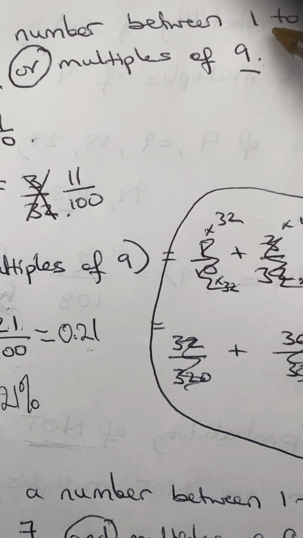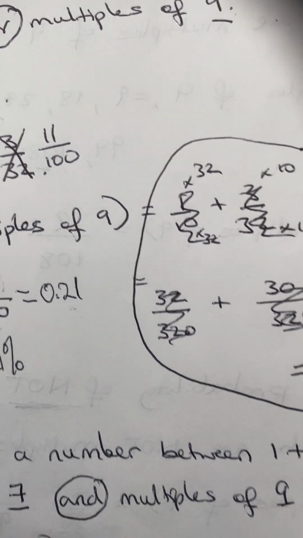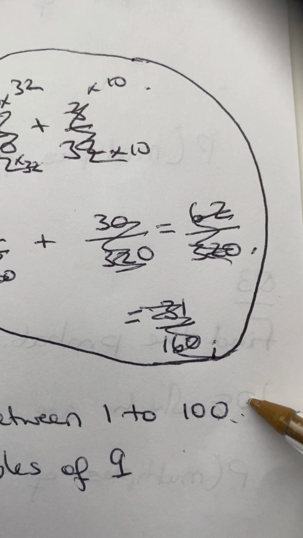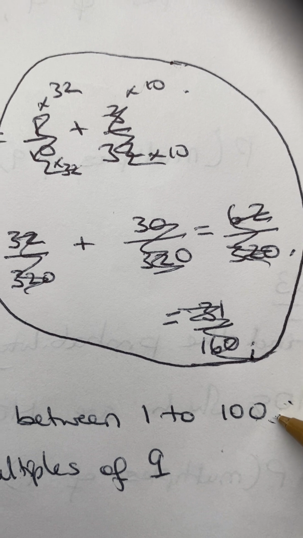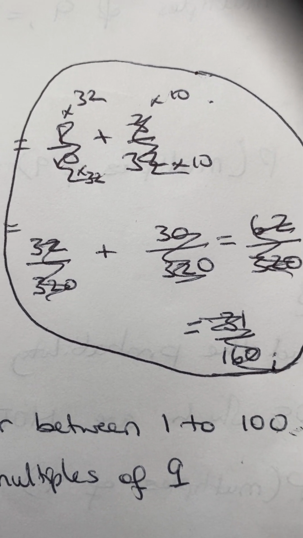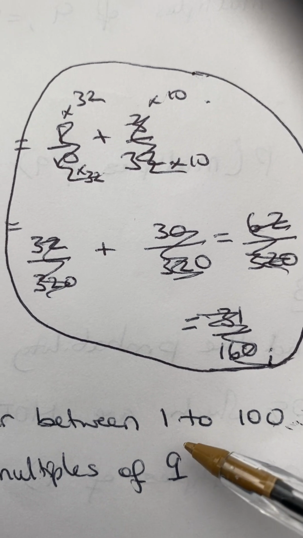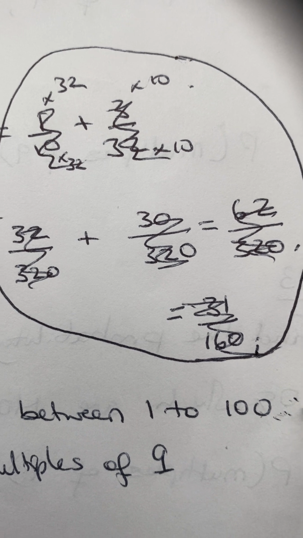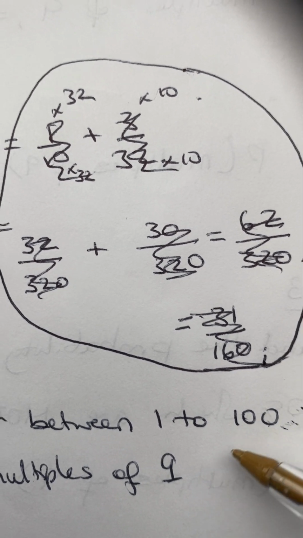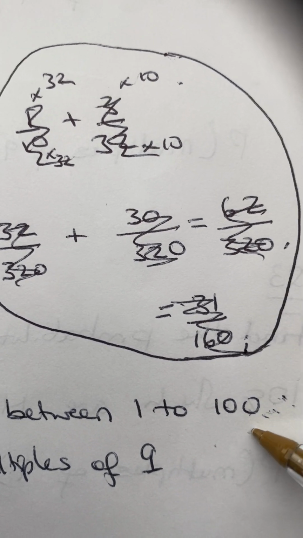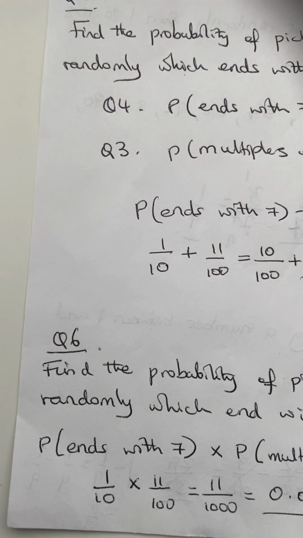It's not between 1 and 108. It's between 1 and 100. Okay, so you have to take note of that. If you put in the one you solved previously, it's between 1 and 108. But they're asking you here between 1 and 100. So please take note of that.